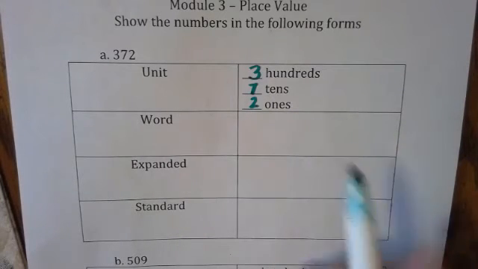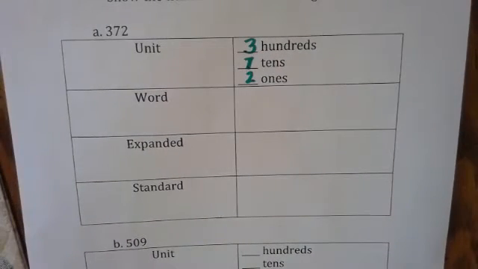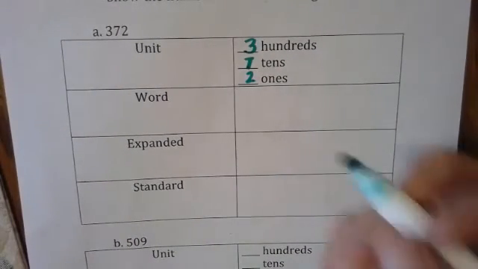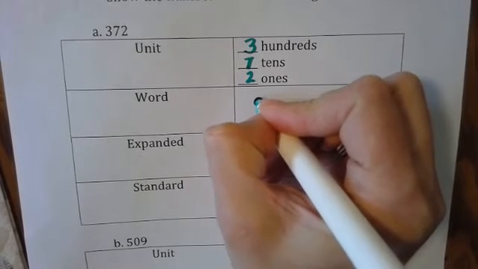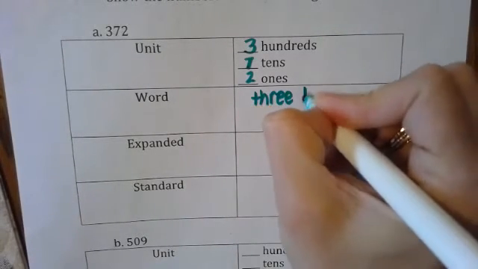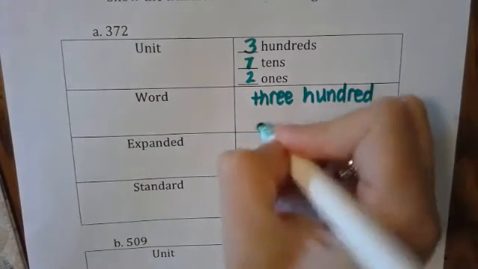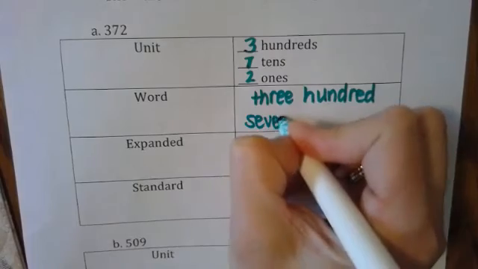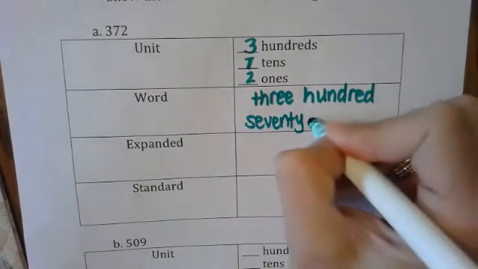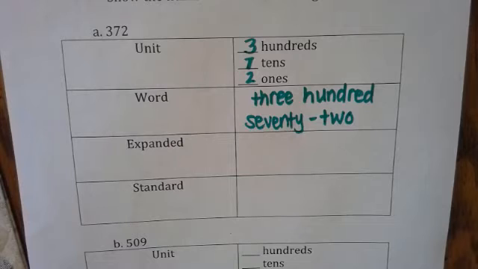And finally, how many ones do I have? I have 2 ones. Then if I had to write the number 372 in word form, it's just how I would say the number, written in words. Three hundred seventy-two. And we add a hyphen between seventy and two because the two numbers are joined together with the hyphen.